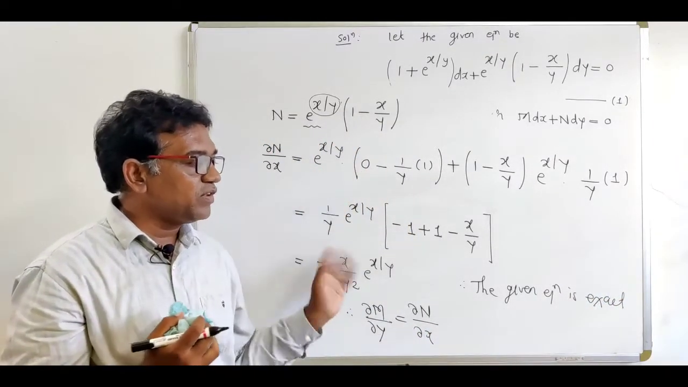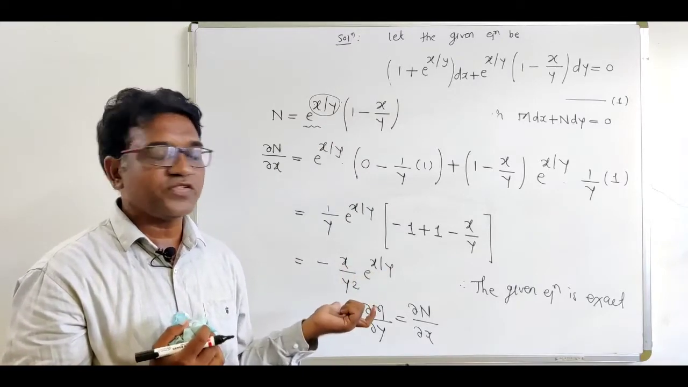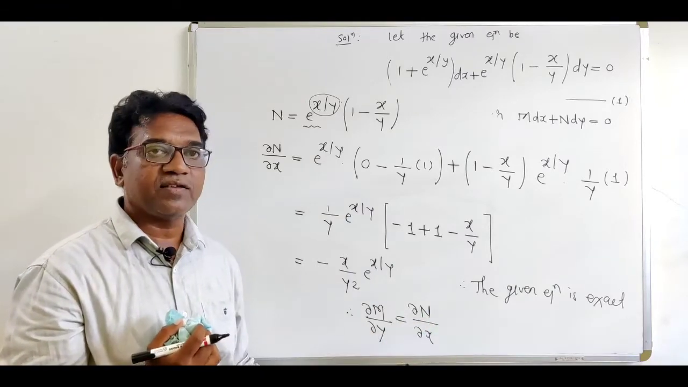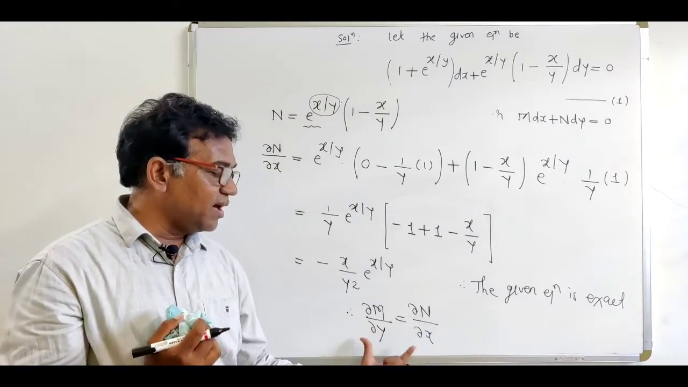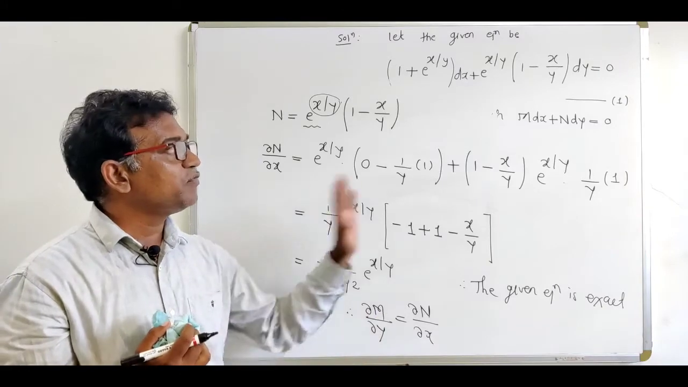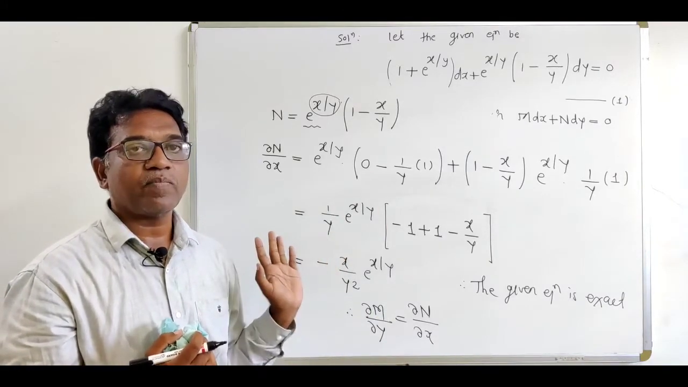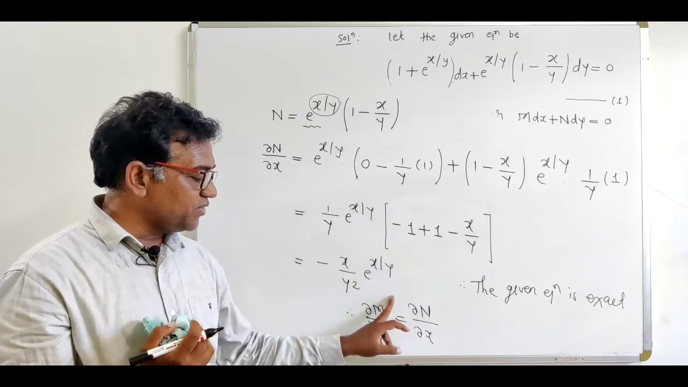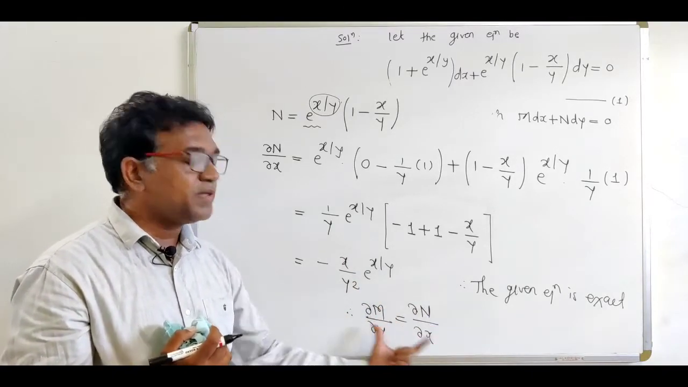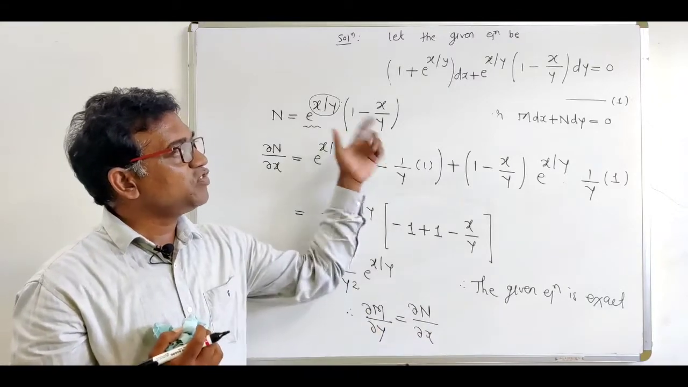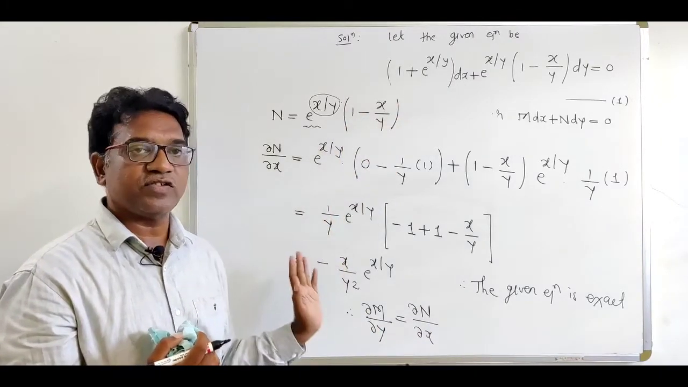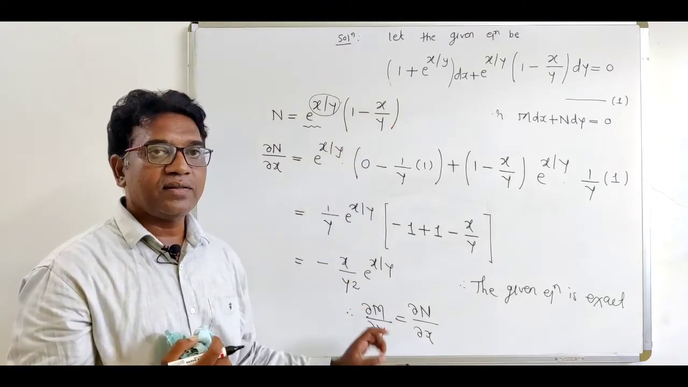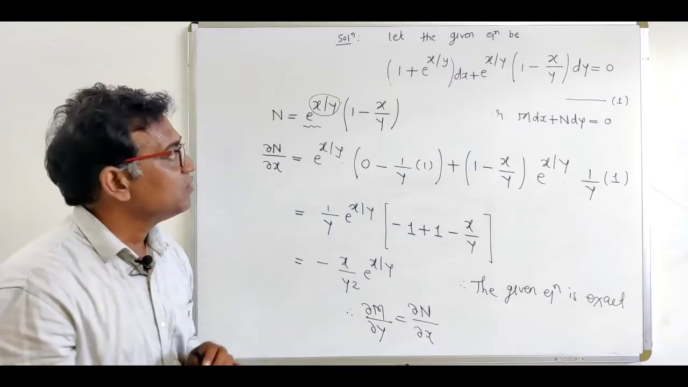How to check the given differential equation for exactness? We want to find out these two partial derivatives, del M by del y and del N by del x. Unless and until they are equal, we cannot say that the differential equation is exact. So what is the condition for an exact differential equation? If del M by del y and del N by del x are equal, then the differential equation is said to be exact. And once the differential equation is exact, then we can find its solution. So write down the solution.